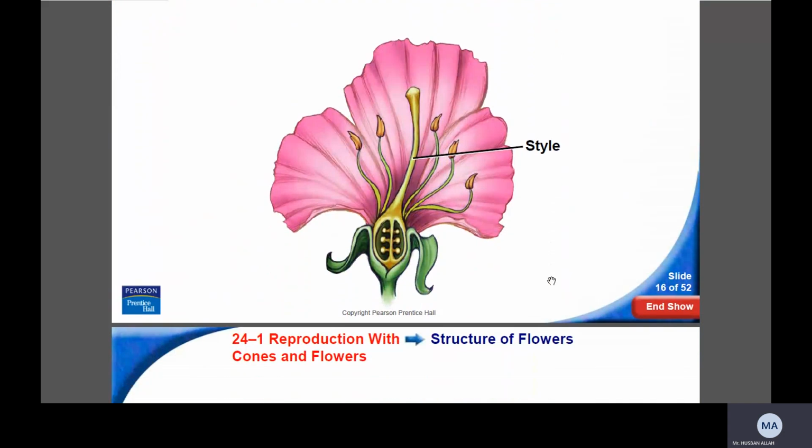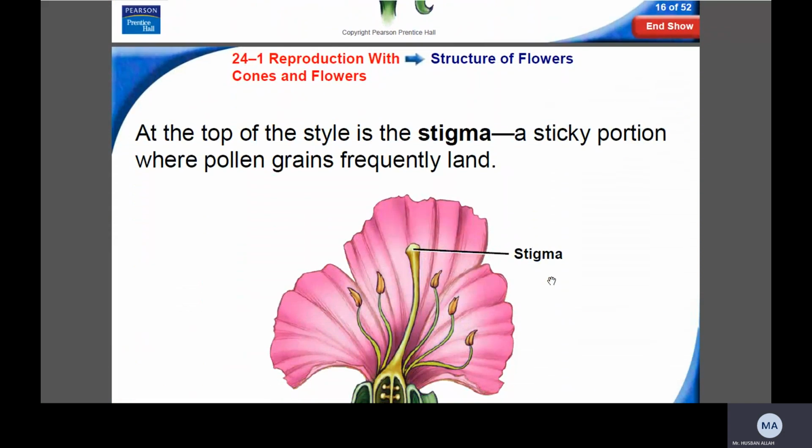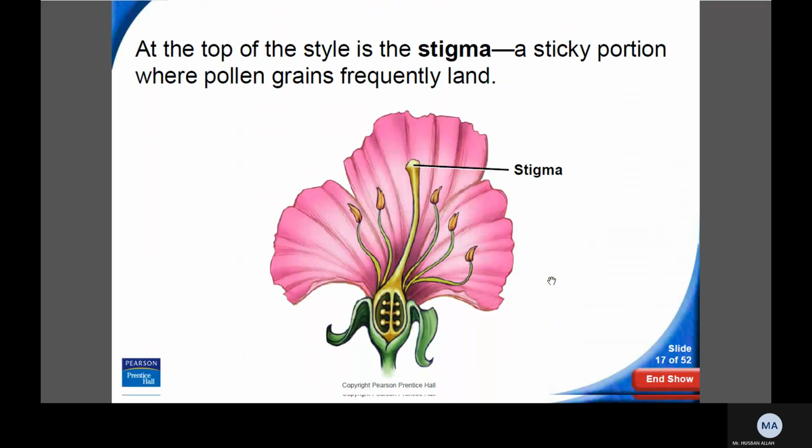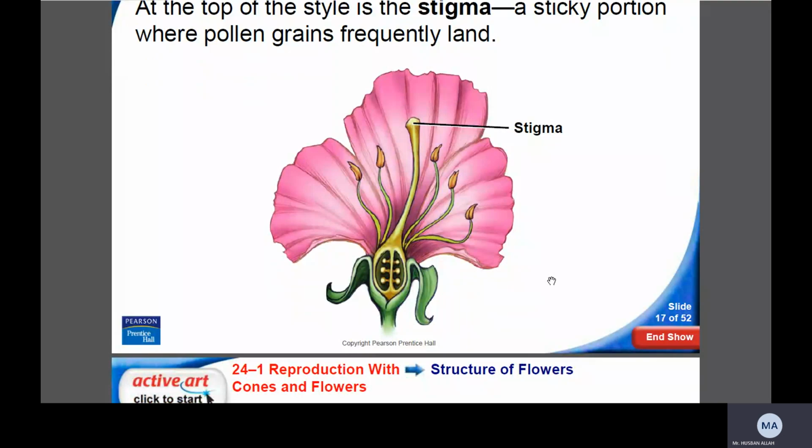The next one, at the top of the style, is the stigma, right? A sticky portion where pollen grains frequently land. So that will be the stigma where the pollen grain will land from different sources. How many sources do we have for the pollen grain to reach the stigma? Two, right? Cross and self pollination. Besides this, we have two: either with the help of wind or with the help of animals, right?